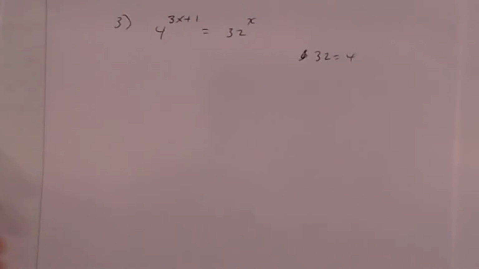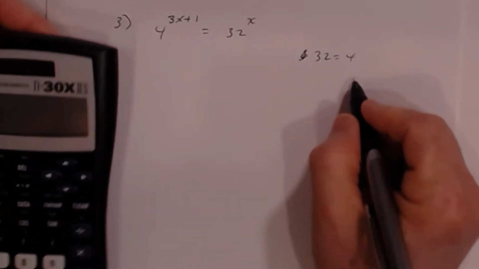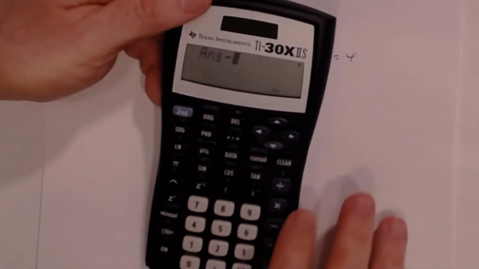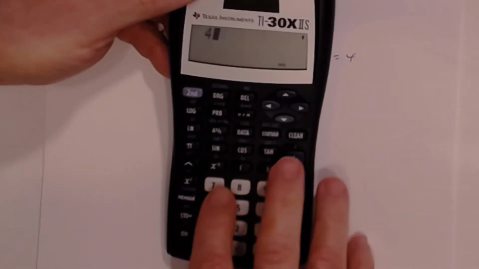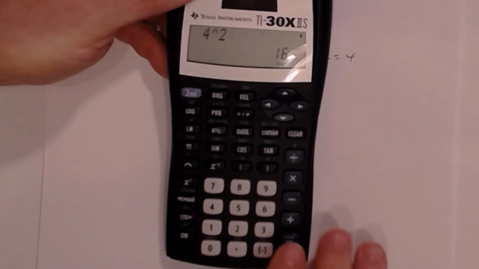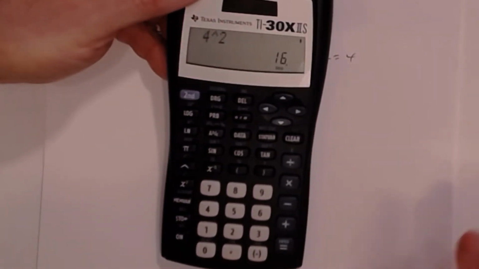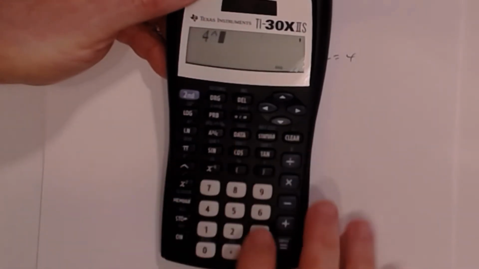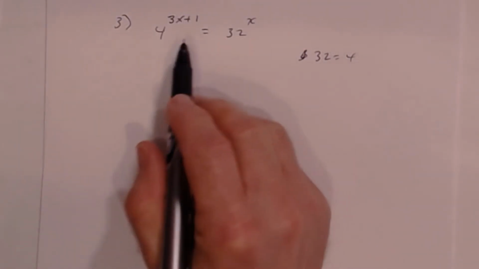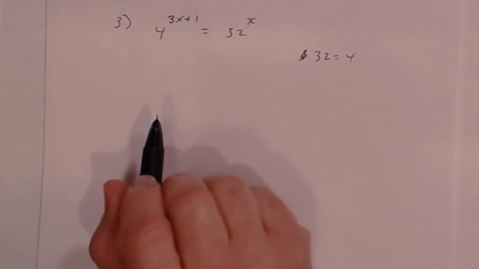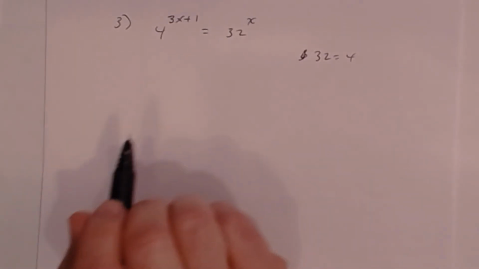Let's check. Let's try. 4 to the second power is 16, right? So that didn't work. So you cannot say 4 squared because 4 squared is 16. All right. You may say, what about 4 cubed? Well, 4 cubed is 64. So that's too much now. So you know that your base cannot be 4.